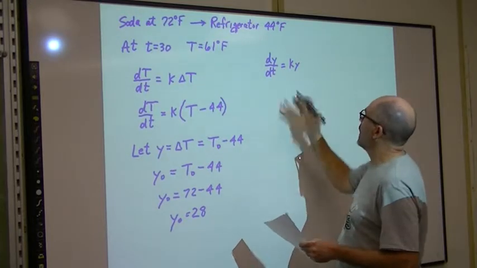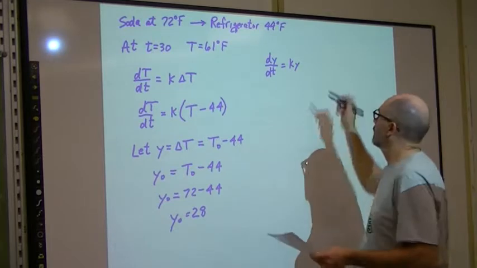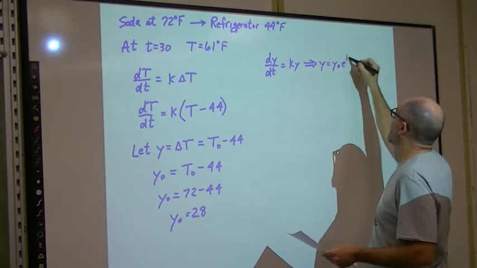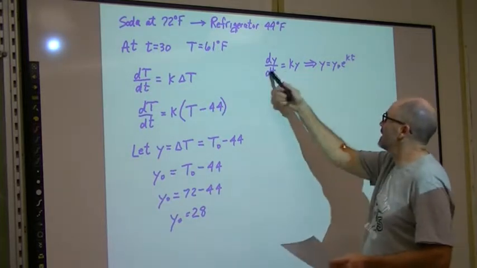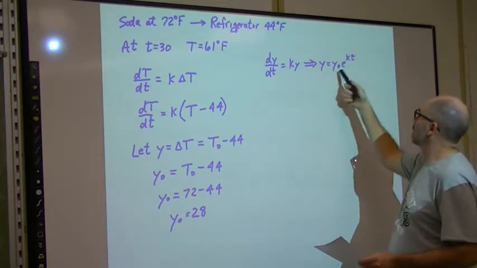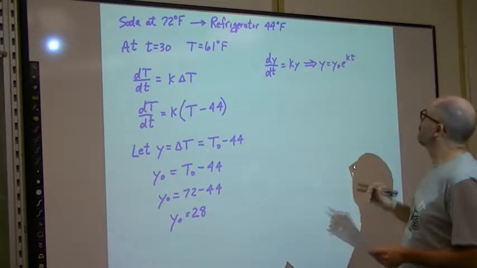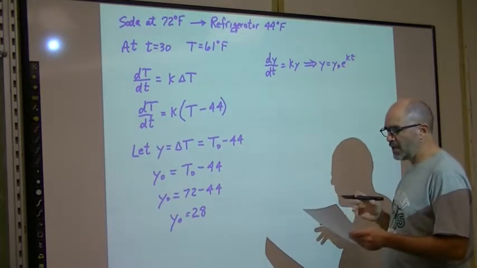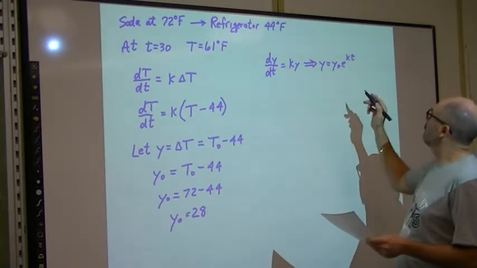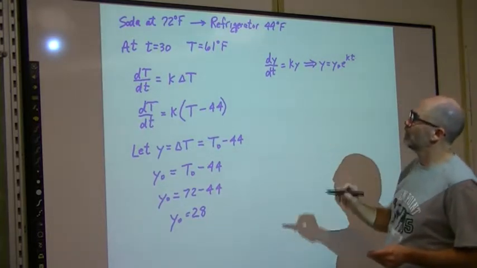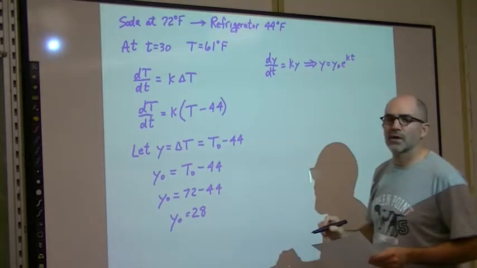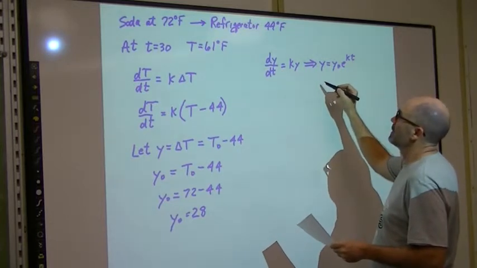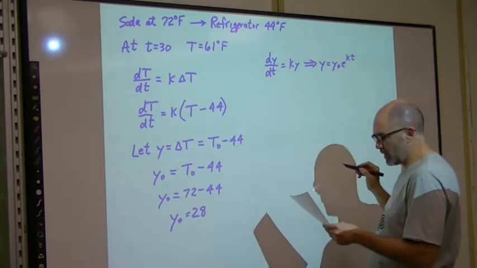So dy/dt equals ky, what can I say? That y equals y sub 0 e to the kt. Remember, whenever I get to this, I can always go y equals y sub 0 e to the kt. Okay, so now I'm ready to plug in initial conditions. I know that at 30 minutes, it's down to 61 degrees. So I'm going to plug that in.